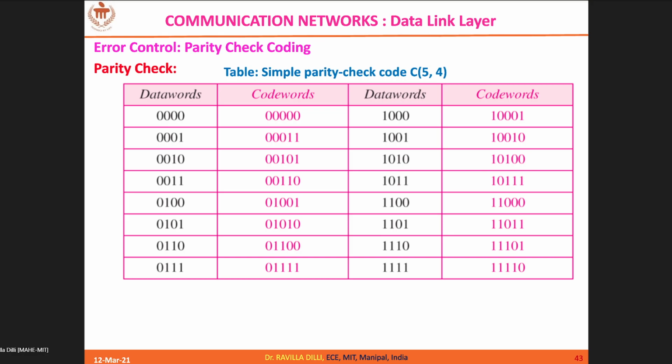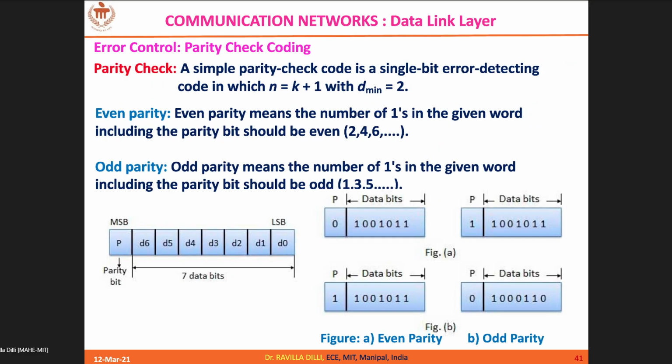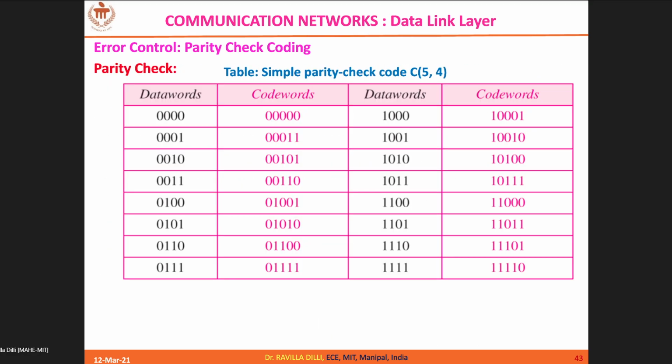Even. So it's an even parity. So altogether the number of ones including the parity should be even. So even parity means the number of ones in the given code including the parity bit should be even. So that is what even parity is.